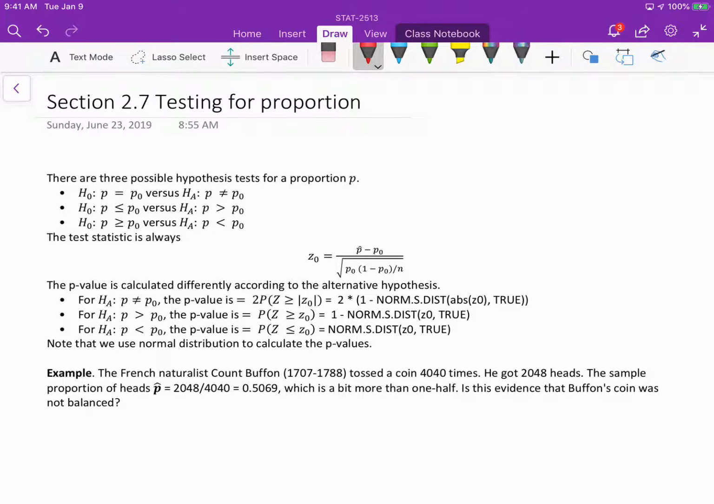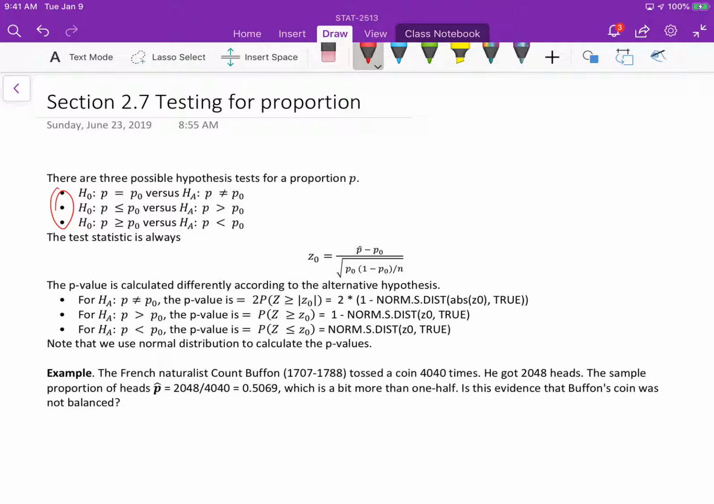I will use this example to explain hypothesis testing for proportion. There are three possible hypothesis tests for a proportion P. So here I just list them. You can have a one-sided test or maybe a two-sided test. Usually, for a problem, the first step is you need to be careful about which hypothesis test corresponds to your problem.